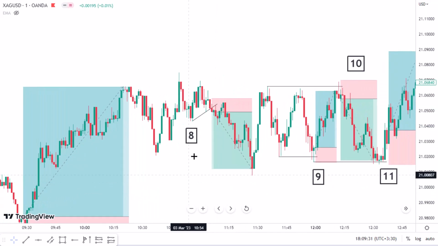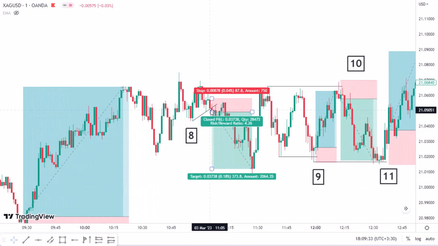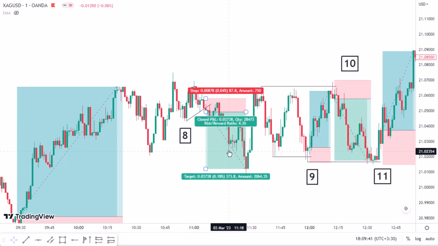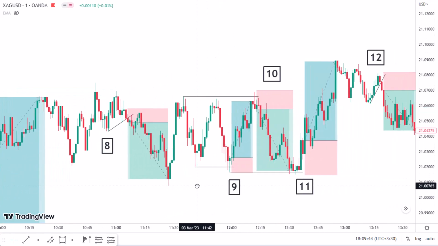On the trade 8, we have a trend line with 3 touches. On the fourth time it is broken here, we enter the sell position, put our stop loss somewhere safe, and it gives us a reward of 4.2.